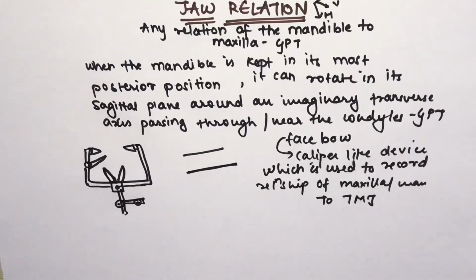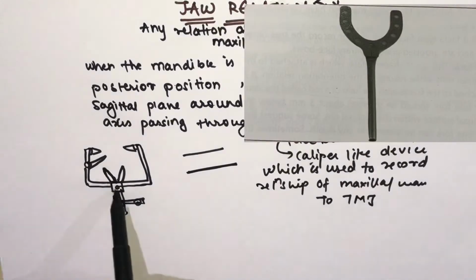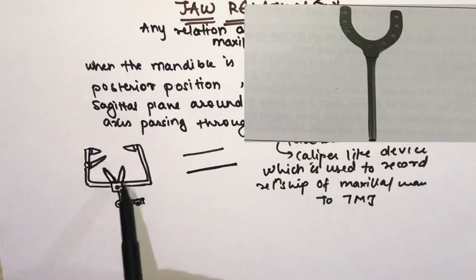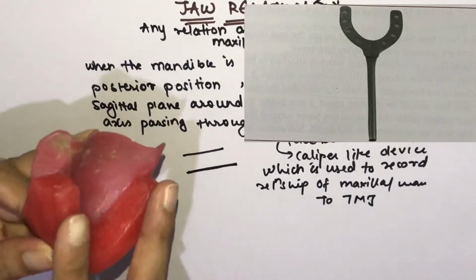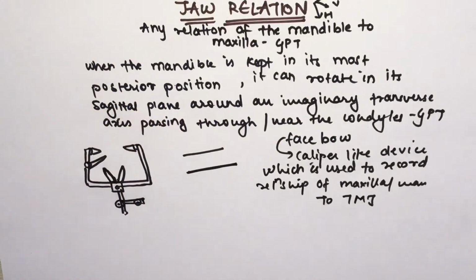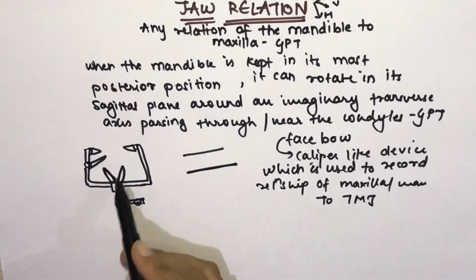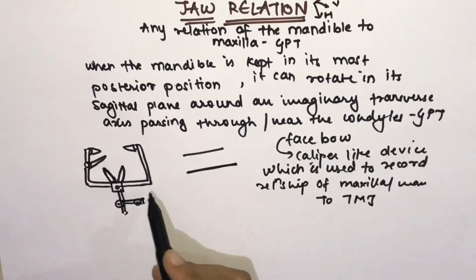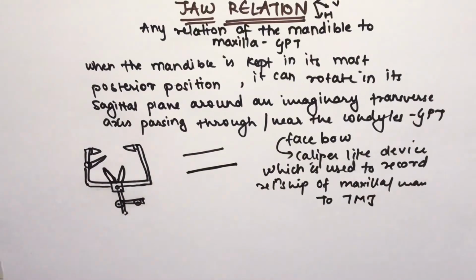Then the next one is the bite fork. So the bite fork is this thing. It is a U-shaped plate, and it is attached to the occlusal rim while recording the orientation jaw relation. So you are attaching this bite fork on these occlusal rims like this, and while you are recording this orientation jaw relation, it is attached to the frame with the help of a locking device.